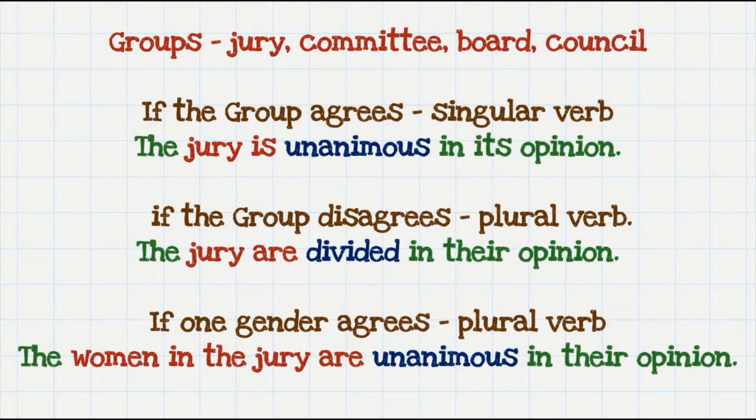The women in the jury are unanimous. Does not mean the men in the jury agree with them. Therefore, the opinion is still divided and the subject takes on a plural verb here. The women in the jury are unanimous in their opinion. So it's important to read the sentence, understand what it's trying to convey, and then use the appropriate verb.